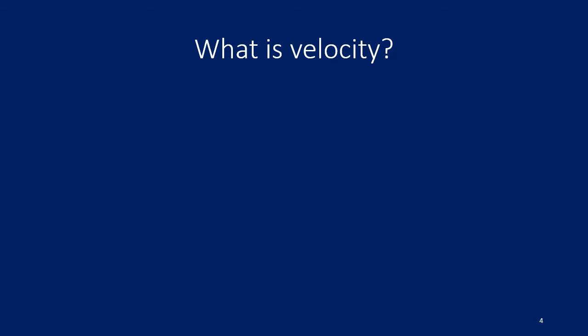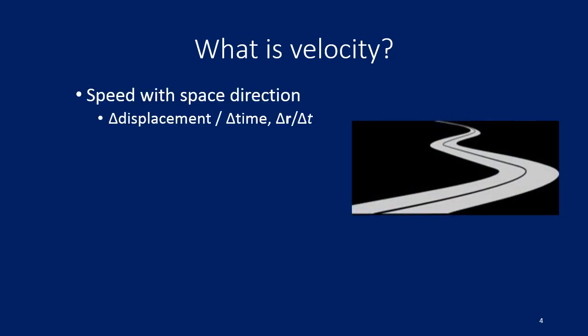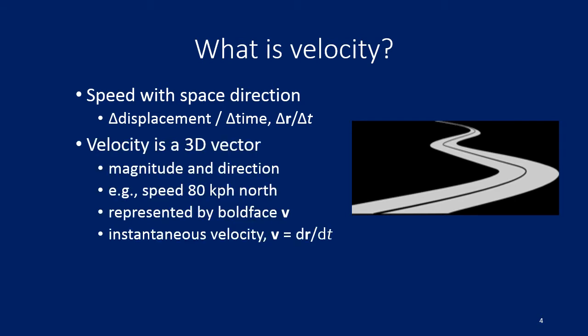What is velocity? Well, velocity is speed with the space direction. So it's the change in displacement over change in time, or delta R, bold, over delta T. So it's a 3D vector. It has magnitude and direction. For example, a speed of 80 kilometers per hour going north. And we'll represent it by a boldface V. And an instantaneous velocity can also be defined as dR, bold, over dt.